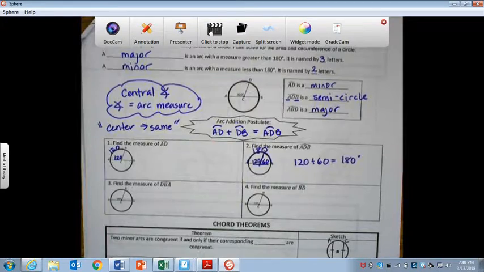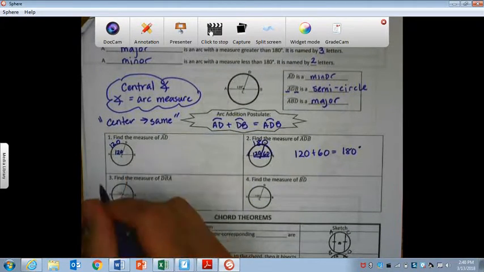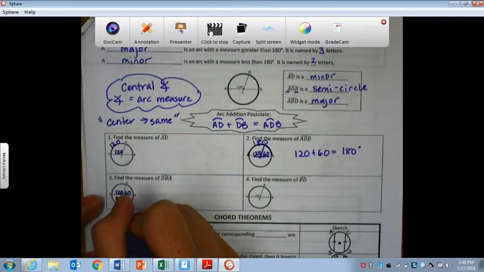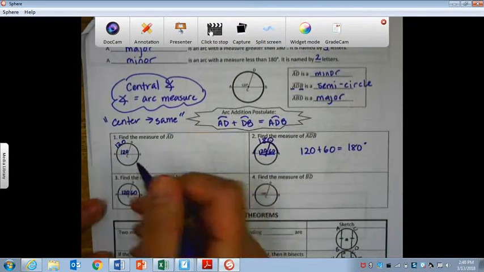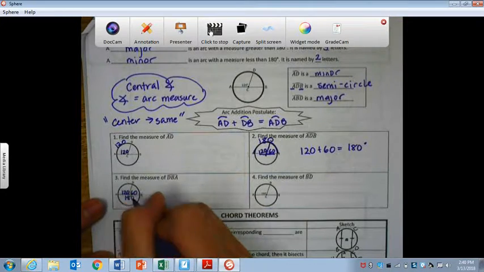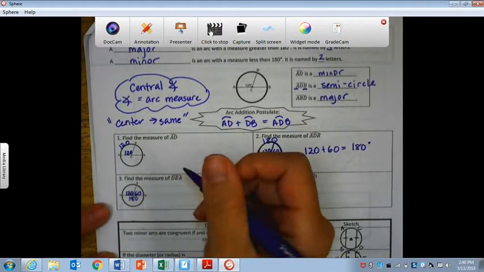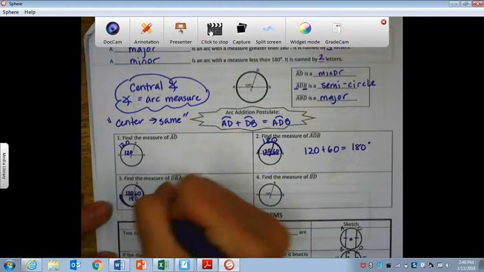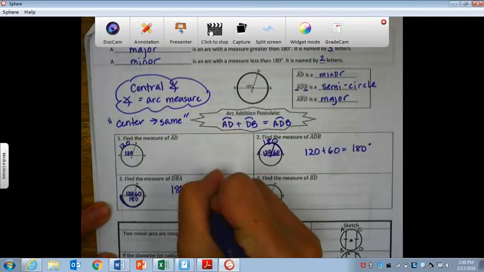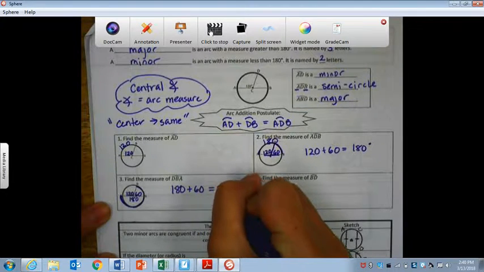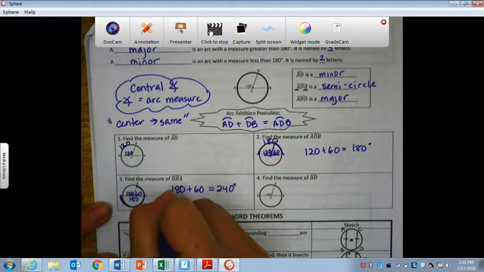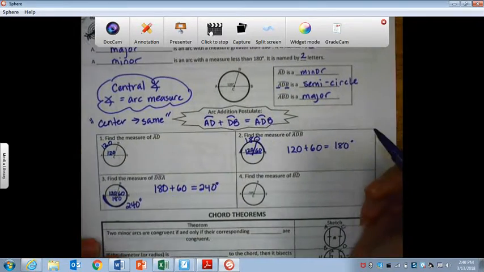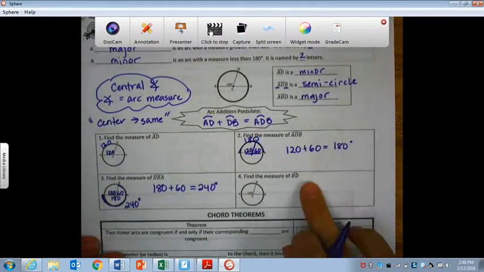All right, let's do this one. If this is 120, we just covered this. This is 60, and then the rest of the circle would be 180 because that's a semicircle. So you would have to go from D to B to A. What you're adding is 180 plus 60. That gives you 240 degrees for that arc. Go ahead and try this problem.